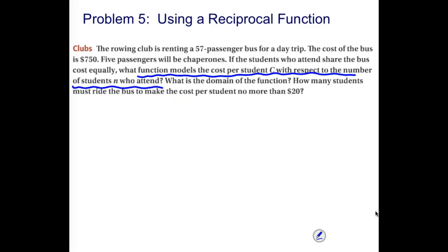Then it says, what is the domain of the function? And it's also asking us to figure out how many students have to take the bus if we want the cost to be no more than $20 per student. Okay? So there's 3 things we have to come up with. Let's start with the domain.